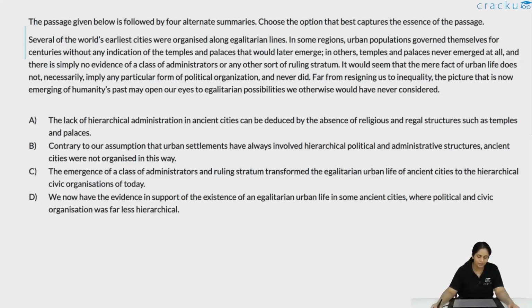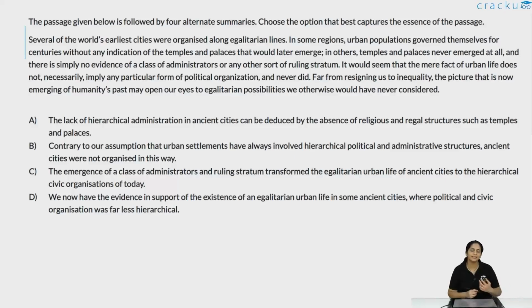Several of the world's earliest cities were organized along egalitarian lines. In some regions, urban populations governed themselves for centuries without any indication of the temples and palaces that would later emerge. In others, temples and palaces never emerged at all. And there is simply no evidence of a class of administrators or any other sort of ruling stratum. It would seem that the mere fact of urban life does not necessarily imply a particular form of political organization, and never did. Far from resigning us to inequality, the picture that is now emerging of humanity's past may open up our eyes to egalitarian possibilities where we otherwise would have never considered.